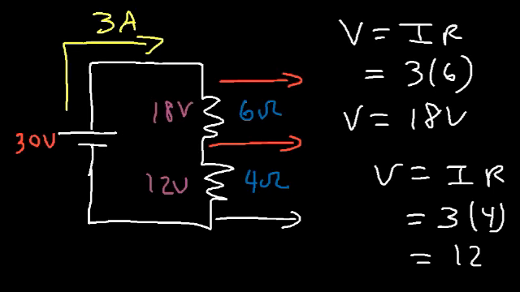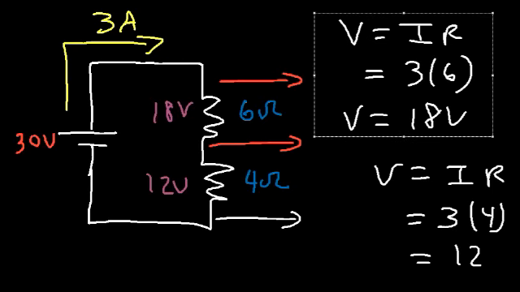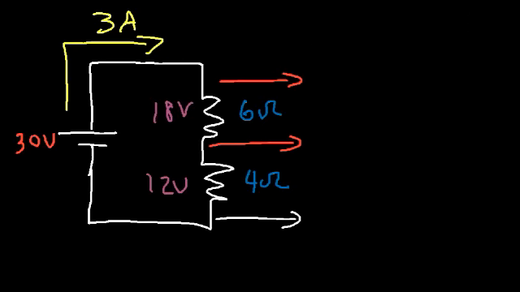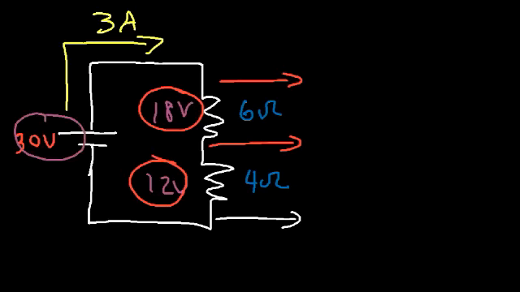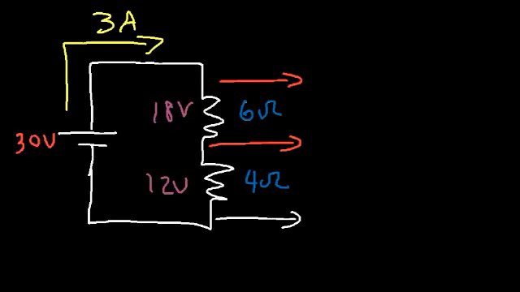Now let's make some space. Let's just get rid of some of the stuff that we have here. Notice that the voltage drop across each resistor adds up to the voltage of the battery. And it makes sense. According to Kirchhoff's voltage law, the voltages around any closed circle or any closed loop always add up to zero.